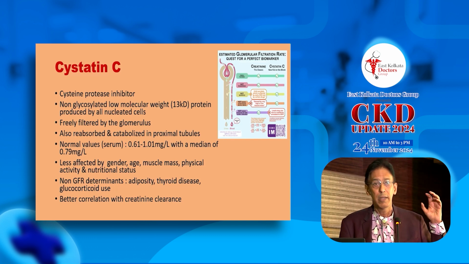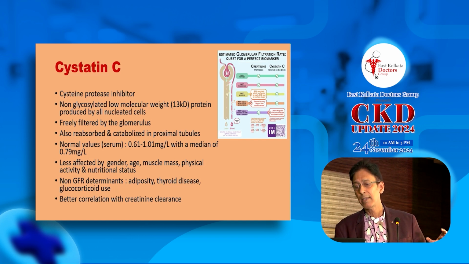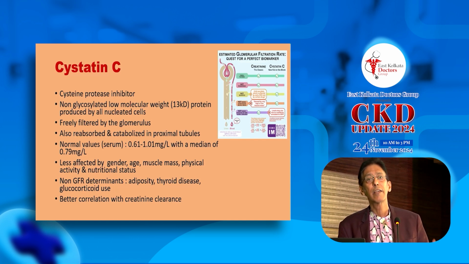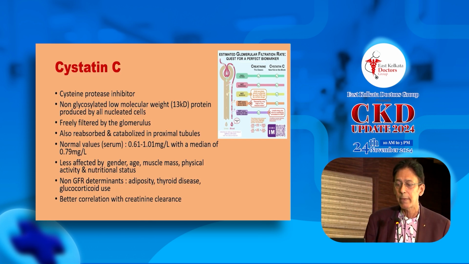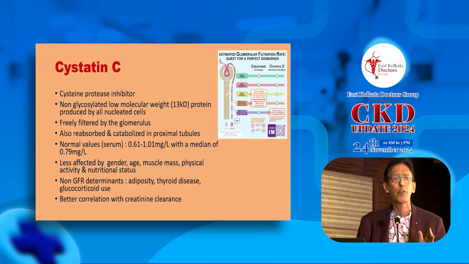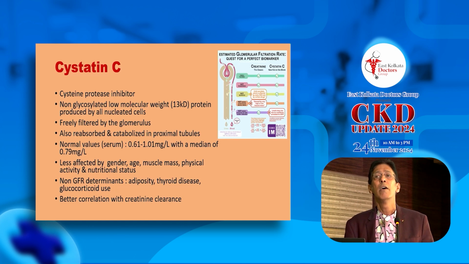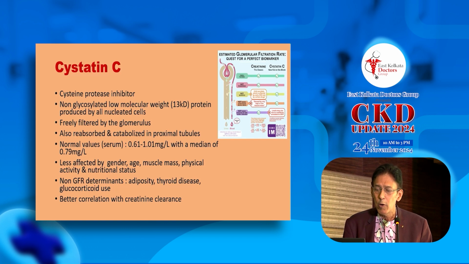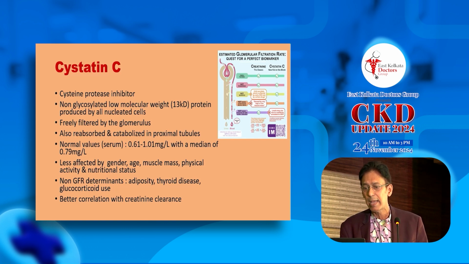So if you have a greater muscle mass in bodybuilders, or you are consuming a lot of protein, the serum creatinine will be more and creatinine clearance will be more. Similarly, in a very frail sarcopenic individual subsisting only on vegetarian diets, the creatinine would be low, and in these situations probably cystatin C is a better analyte.